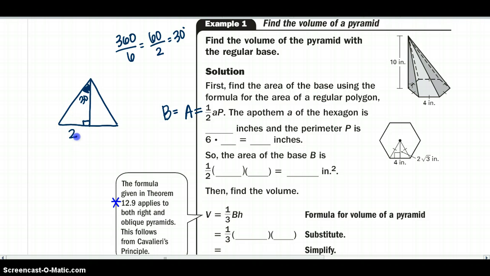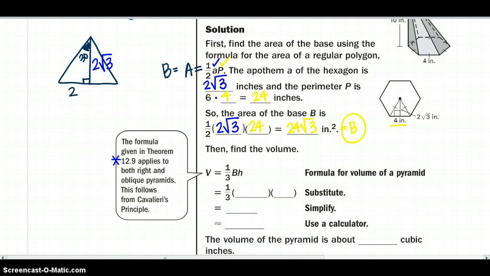So if I know that one side is 2, using our special triangles, I know that our long side is 2 square root of 3, so that would be our apothem. So I checked that off. I also need to find our perimeter. So our perimeter is 6 sides times that 4, that length. So I would have a 24-inch perimeter. So now I'm just going to plug both of those numbers in to find our big B, our base area. So 2 square root of 3 times 24 would give me a big B of 24 square root of 3. So that's going to be our big B.